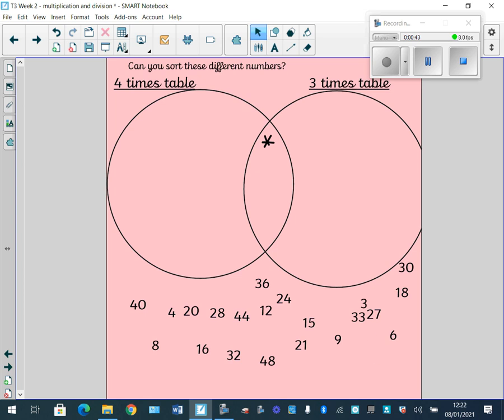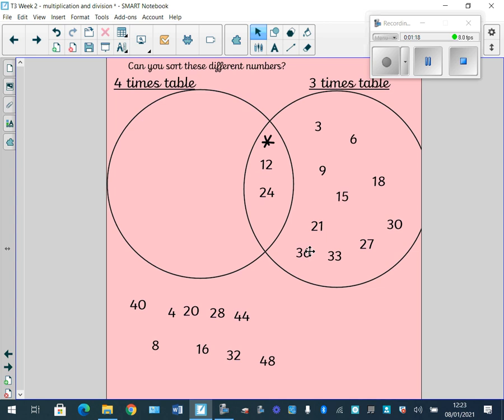I know that 3 is in the 3's, and we've got 6, just counting on 3 each time, 9, 12. Now, 12 is also in the 4 times table, so that goes in the middle. Okay, 15. We've got the number 18, 21. No, 24 is in the 3's and it's in the 4, so it goes in the middle. Okay, 27, 30, 33, 36.